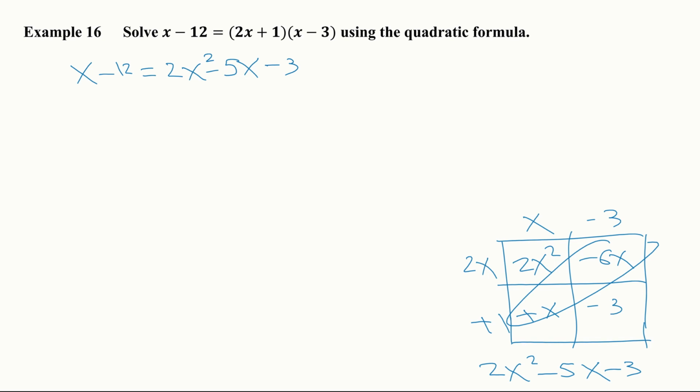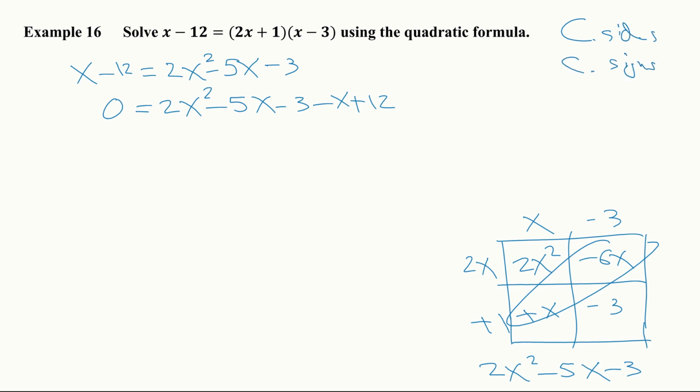All right, now I notice that I have a positive 2x squared on the right side. I'm going to leave that where it is. So let's go ahead and just move everything to the right side and leave a 0 on this side. So we have 2x squared minus 5x minus 3. Bring the x over from the left to the right, it becomes minus x. Bring the negative 12 over to the right, becomes plus 12. Remember, change sides, change signs, okay? Always.